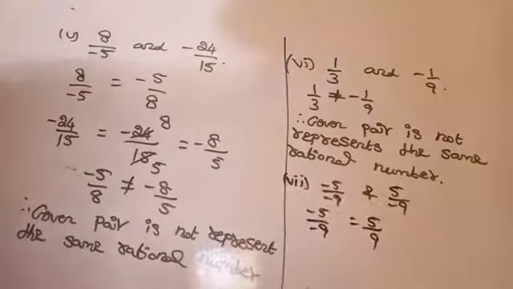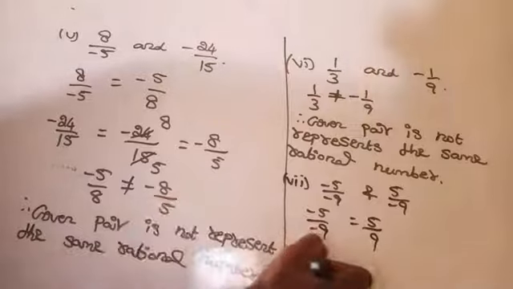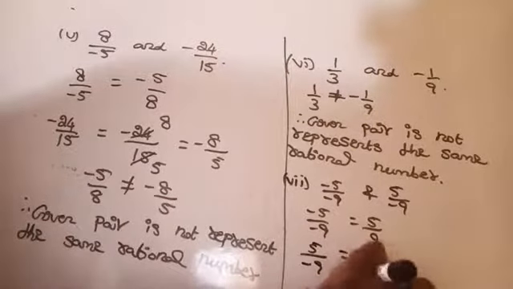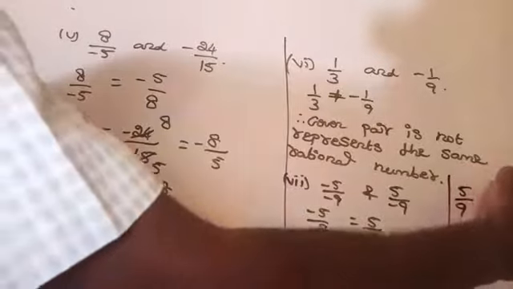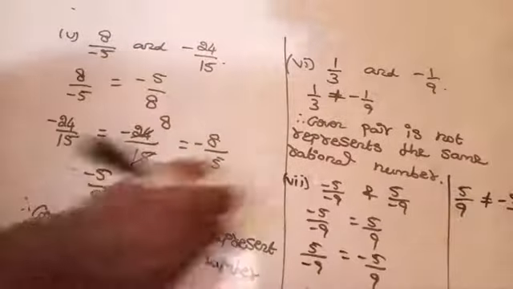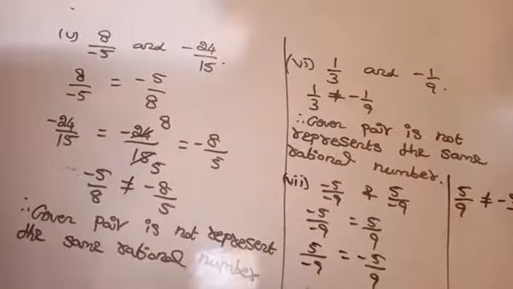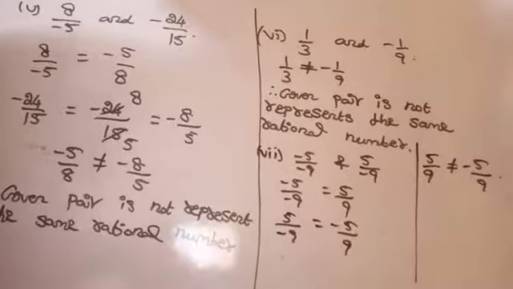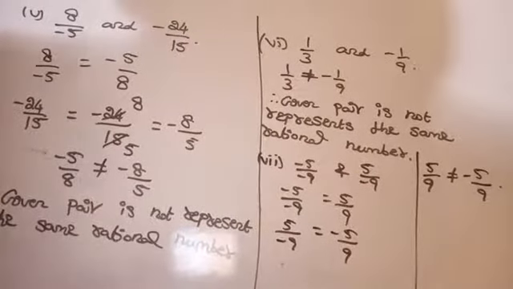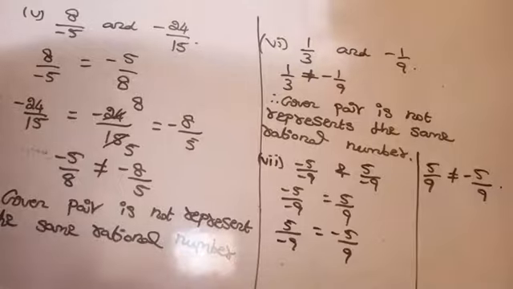When we write in the standard form, 5 by minus 9 means minus 5 by 9, but 5 by 9 is not equal to minus 5 by 9. Therefore, the given pair does not represent the same rational number. Are you getting there? What can you conclude? 5 by 9 is not equal to minus 5 by 9.